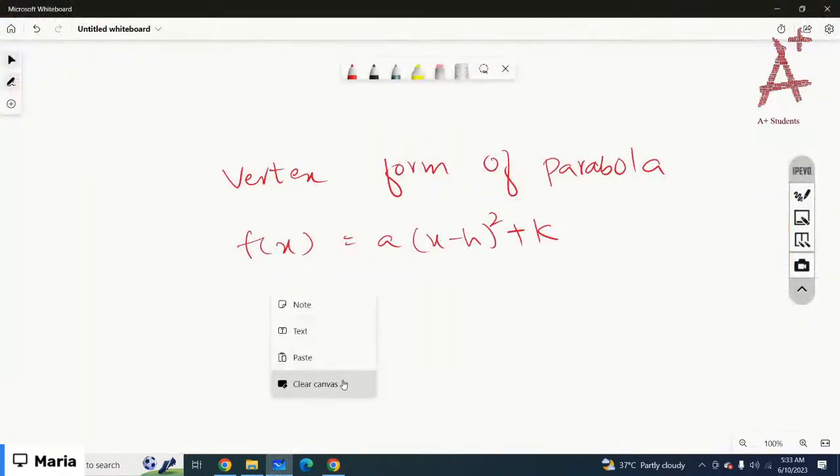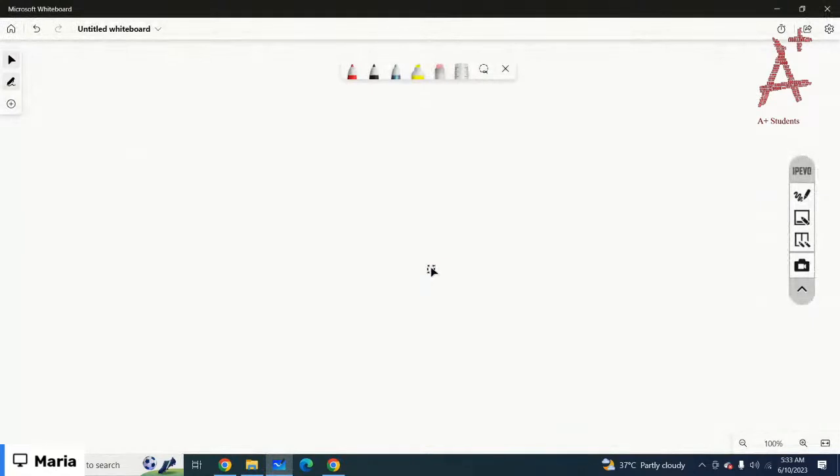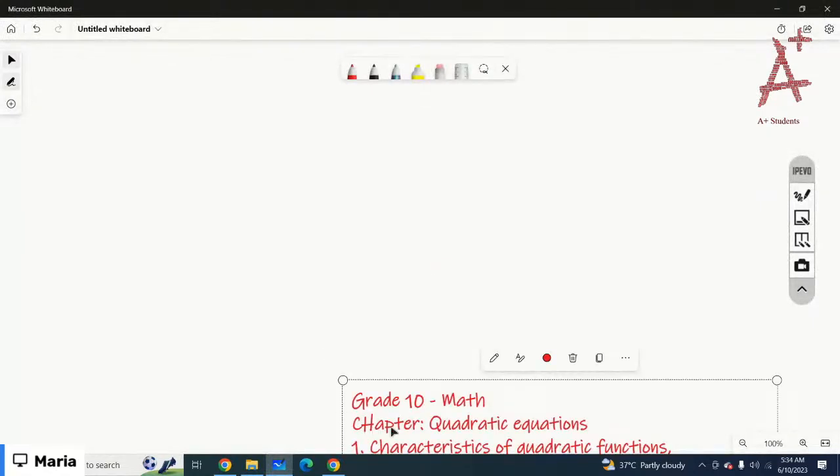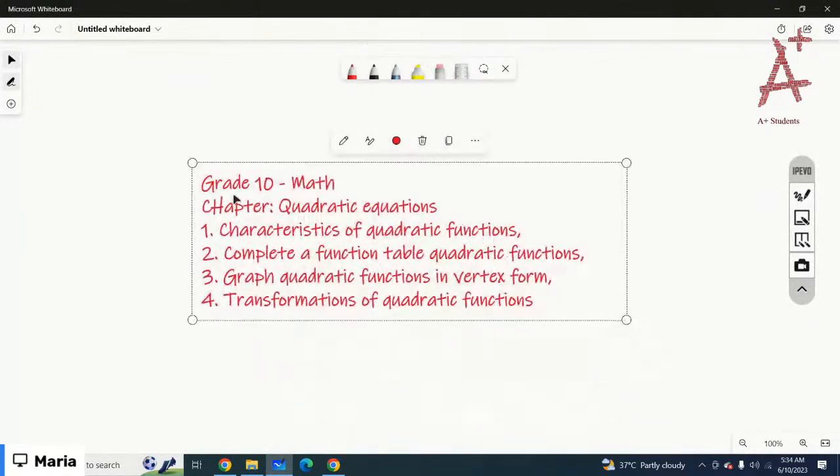So we'll be working on grade 10 maths. The chapter we're working on is quadratic equations. The lessons we have covered today are characteristics of quadratic functions, complete a function table of quadratic functions, graph quadratic functions in vertex form, and transformations of quadratic functions. Please make sure before the next session you complete all the test questions for the lessons we did today. If you need more help with the lesson, you can contact any tutor on Skype.